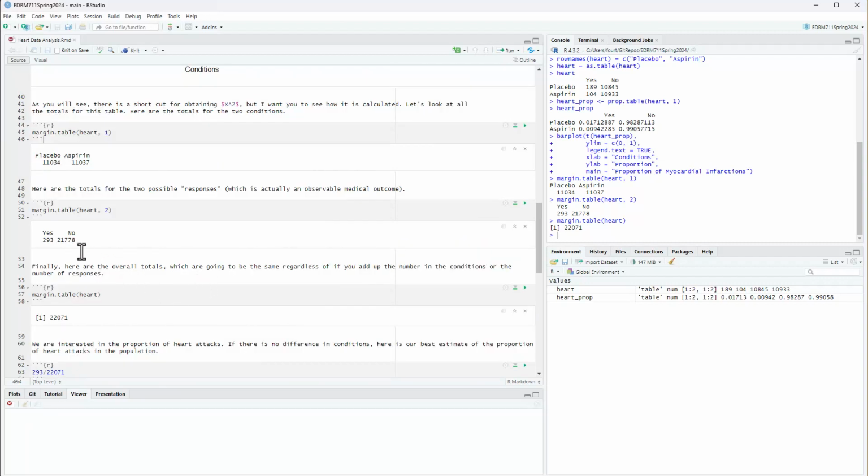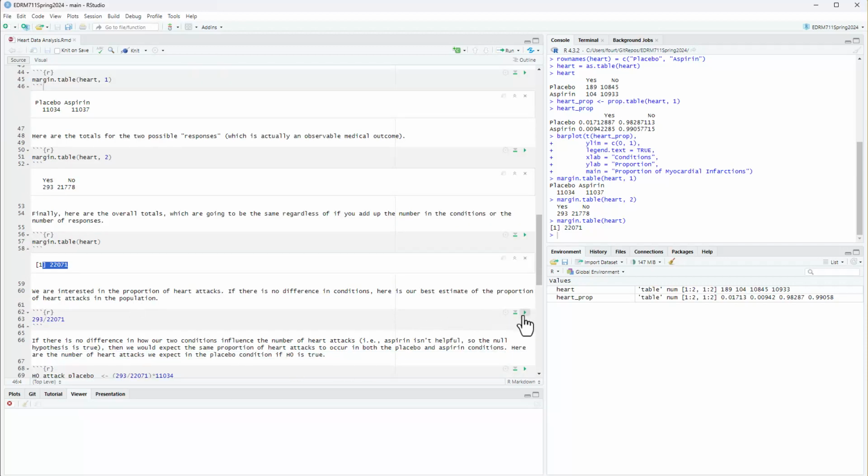The best estimate I could get would be to ignore whether they're in the placebo or aspirin condition and just look at the number of heart attacks, and then to get a proportion of it, look at the number of heart attacks out of the total. So that's what I'm doing down here.